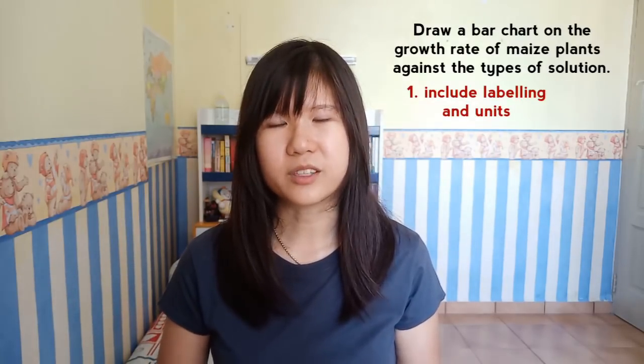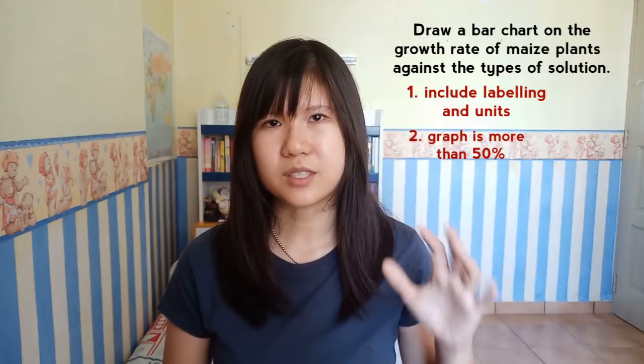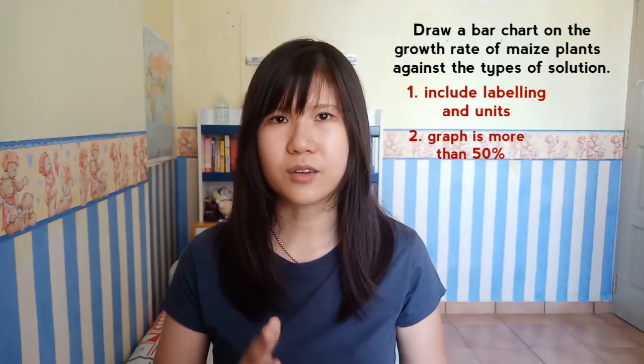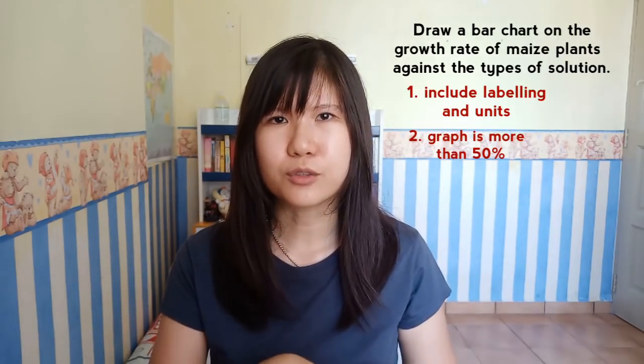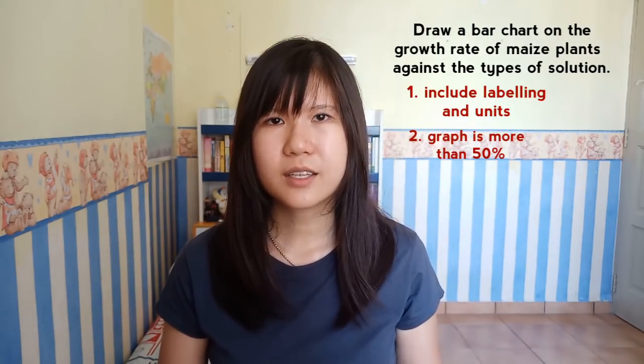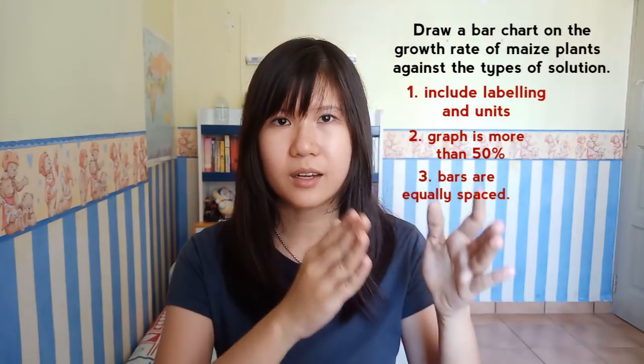Units are so important, and also make sure that your graph takes up at least 50% of the paper. Like I would say 75% of the graph paper, the graph that they gave you. And then lastly, if you're drawing a bar chart, you have to make sure that your bars are equally spaced.